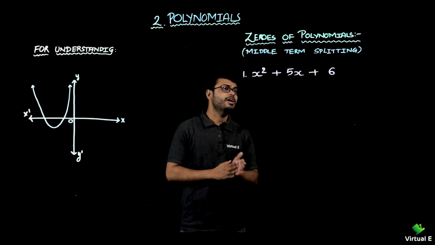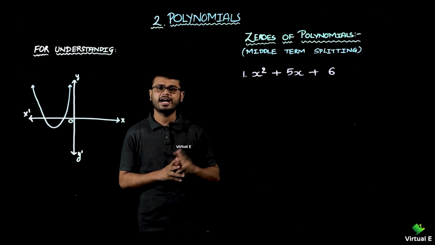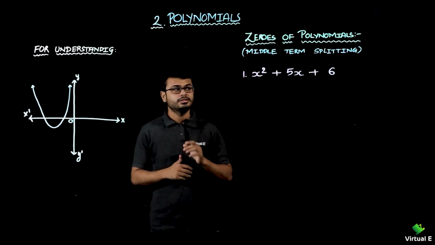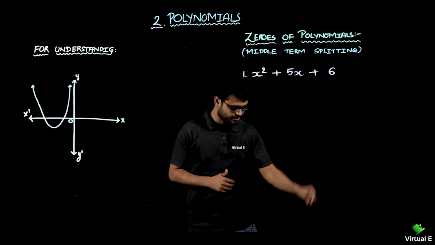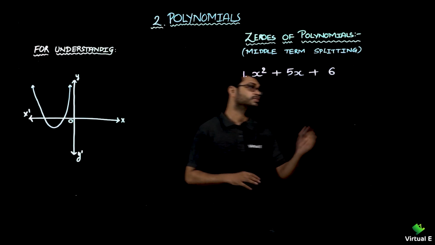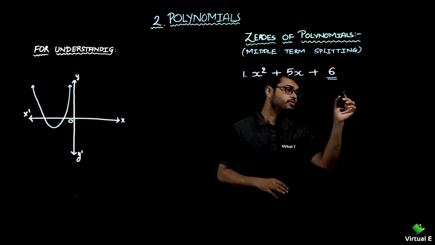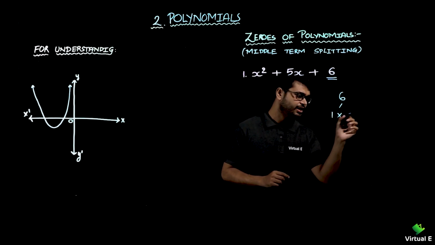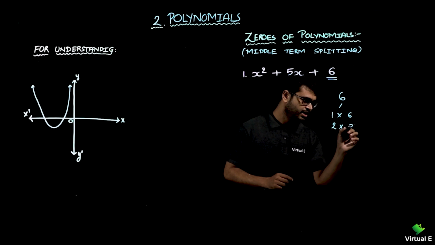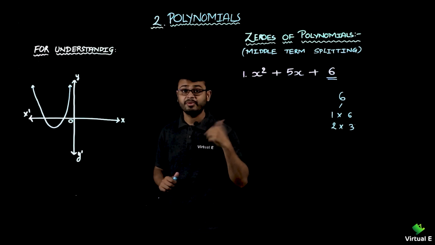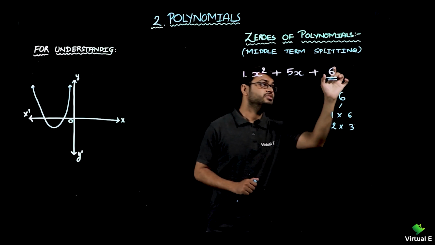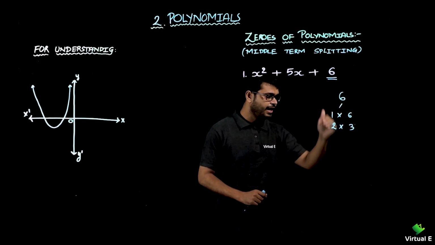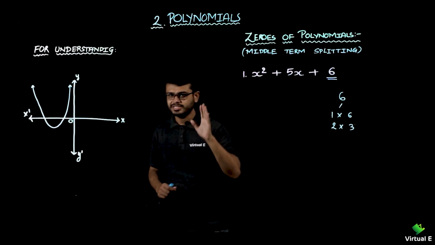Okay, so let's start. x square plus 5x plus 6 is our question, and I want to find zeros of this polynomial. So how can we do it? The most important term over here is the constant. We need to start from the constant. So what is our constant? Which is 6. So I will be doing factors of 6, which are 1 multiplied by 6 and 2 multiplied by 3. First step: factors of the constant term, which is 6. Factors of 6 are 1 multiplied by 6 and 2 multiplied by 3. First step is very simple.